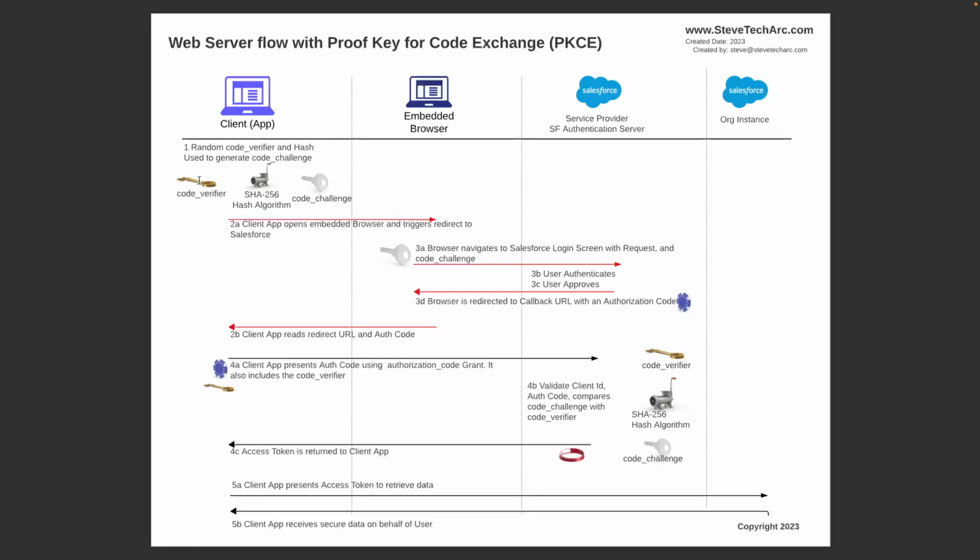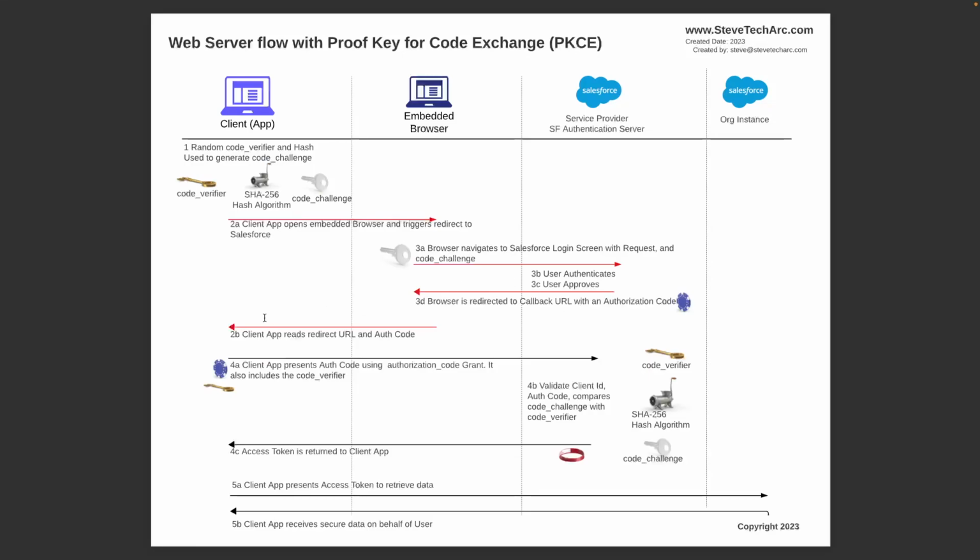Now what's going to happen is the client will follow a similar flow as before, open the embedded browser, and trigger the redirect, but it's passing key number 2, the code challenge. So the code challenge is passed to Salesforce. The user sees the login screen. The user authenticates, and the browser is sent back an auth code. But Salesforce will hold on to the silver key, the code challenge.